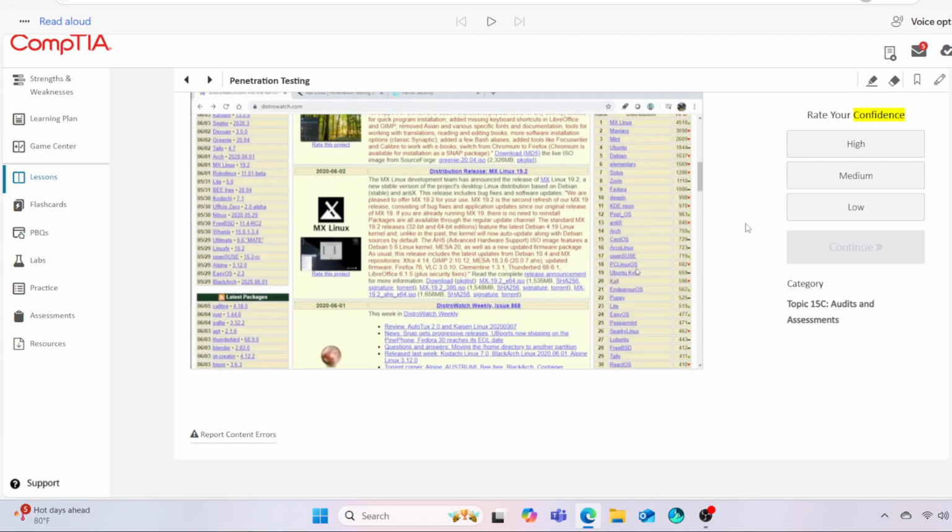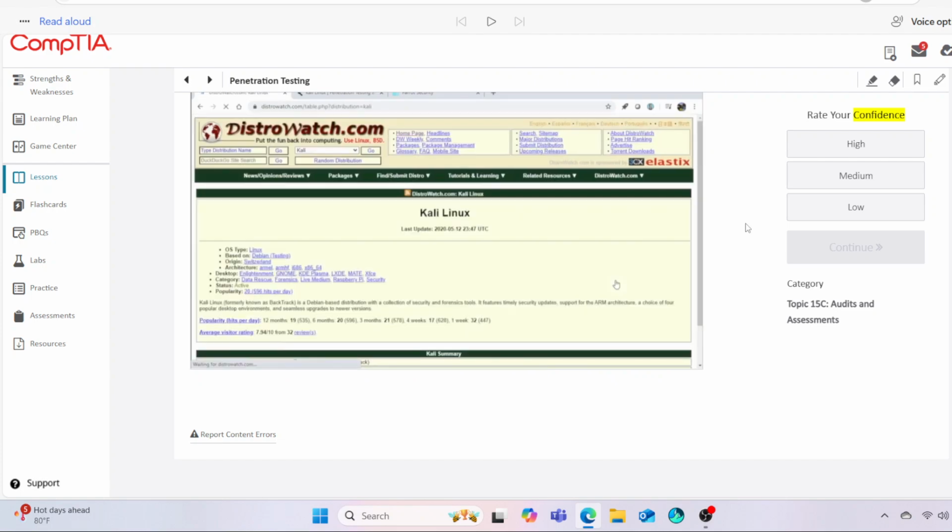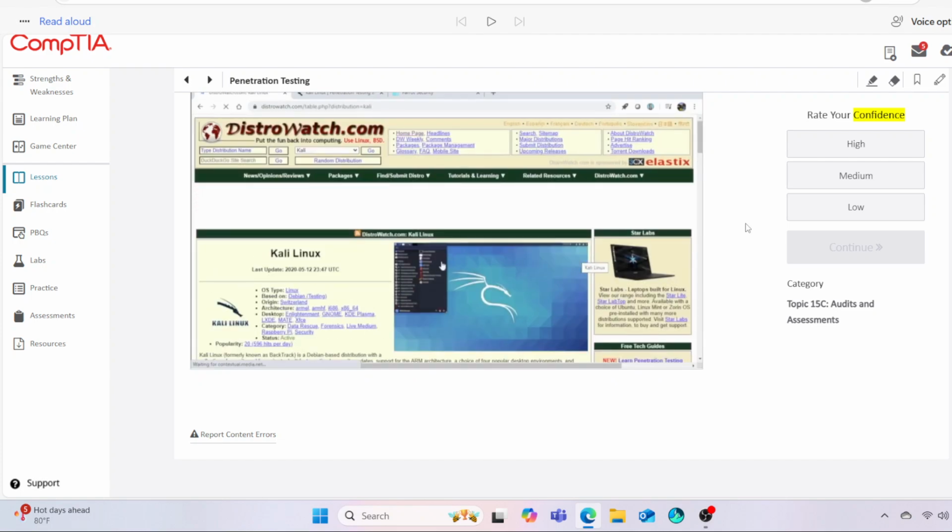You can see their names here. You can also see the purpose of the distribution listed over here. Since we're interested in security, let's go over here and look at this one. The most popular and well-accepted distribution for security and penetration testing is Kali Linux. Let's go ahead and click on that and see what we can learn.